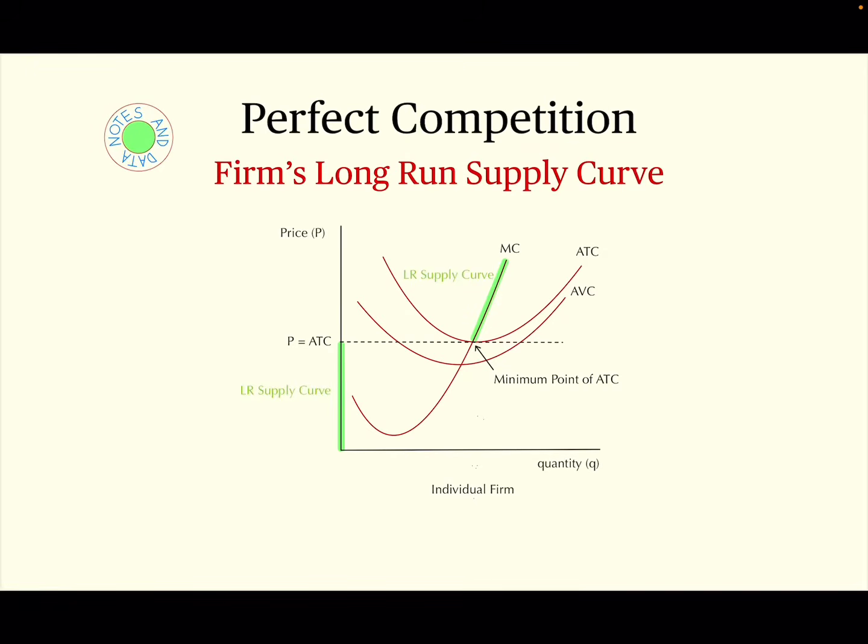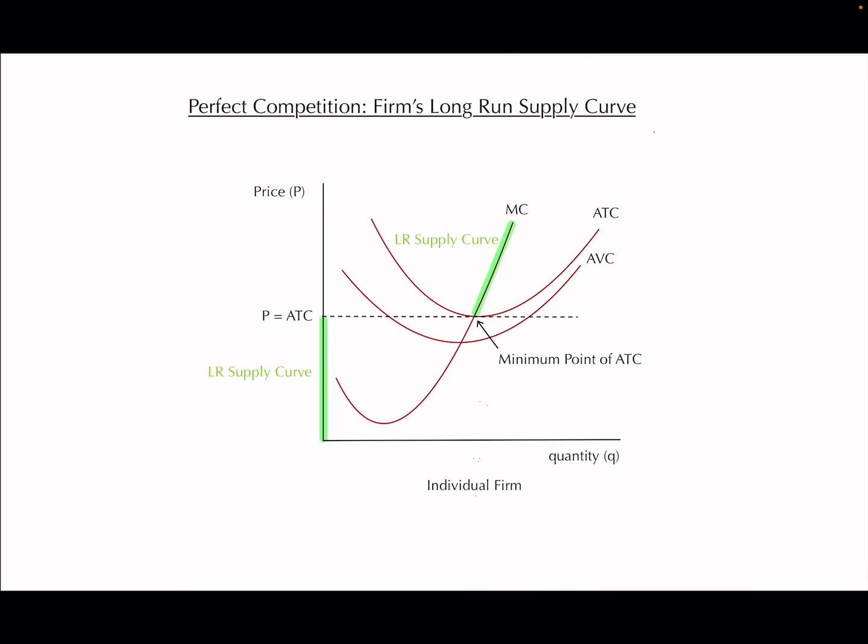Today, we are going to learn about a single firm's long-run supply curve in perfect competition. Before we get started, let's define some of the terms in the graph. We have MC, which is marginal cost. Marginal cost is the additional cost incurred when producing one additional unit of a product.